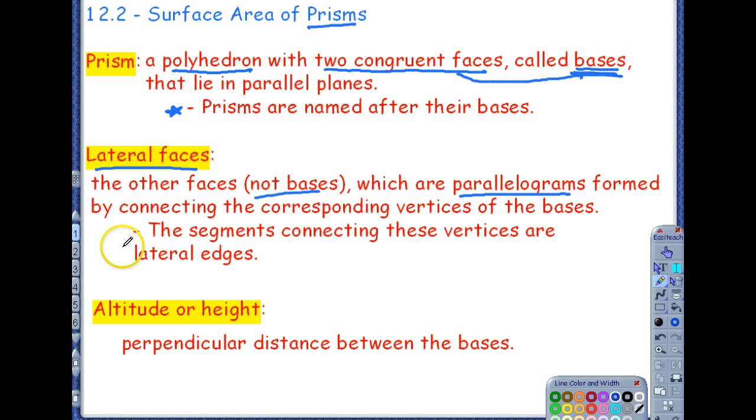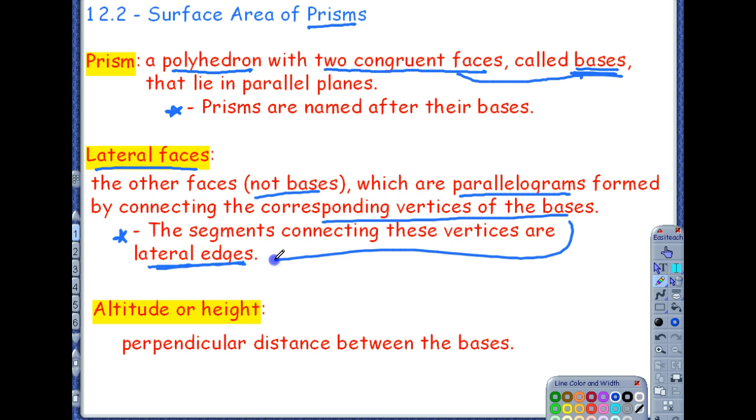Now, the segments that connect the vertices are called lateral edges. So you have your bases. When you connect the corresponding vertices of the bases, going from one base to the next, those are called lateral edges. Basically, lateral edges are the sides of all the lateral faces.